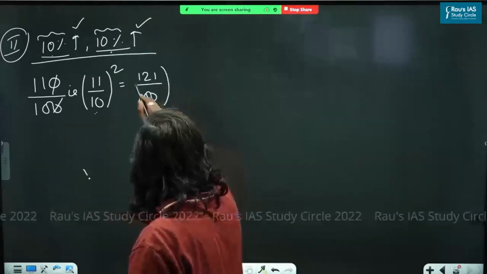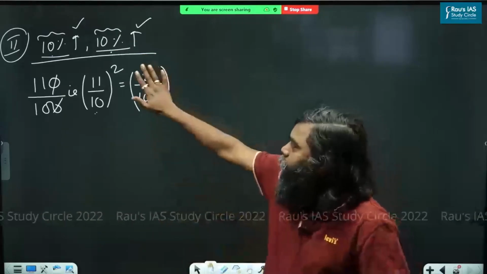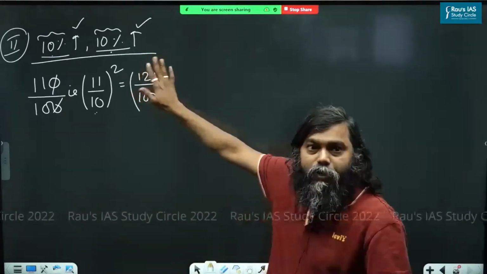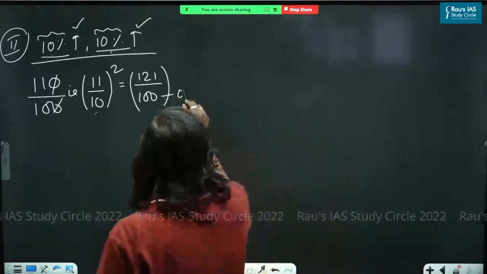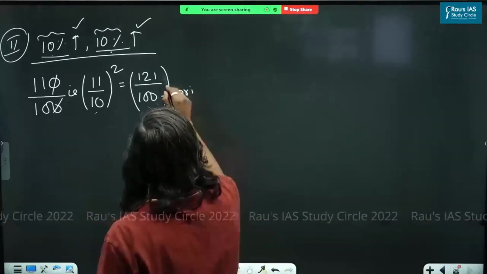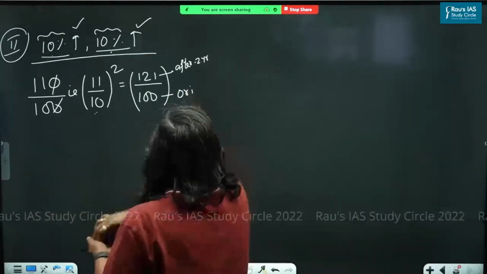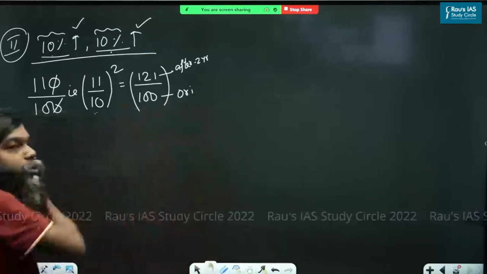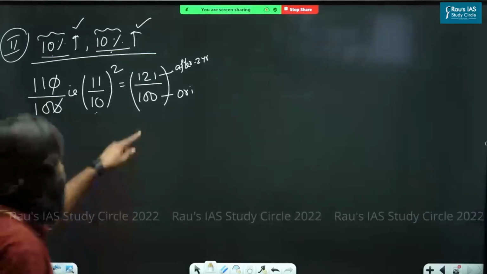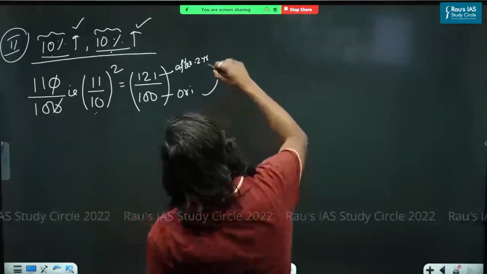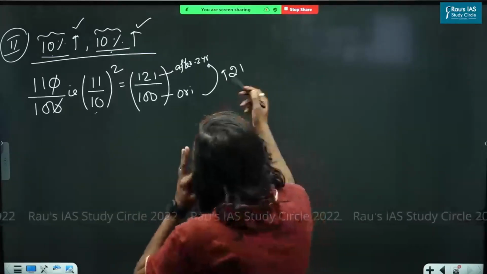What is the meaning of this fraction? After 2 years, this much income you are receiving. What is the meaning of numerator and denominator? If my original income is 100 rupees or 100 units, after 2 years my income is 121 units. Compared to the original, is the final increasing or decreasing? Increasing, how much? 21.